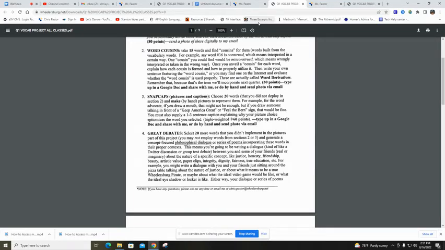Great debates. You pick more words that you didn't already implement in the pictures and the word cousins, and you generate a concept-focused philosophical dialogue or a series of poems incorporating these words. Now, please, please, please, please, please, either highlight the words or underline them or circle them or something, so that I could see them.